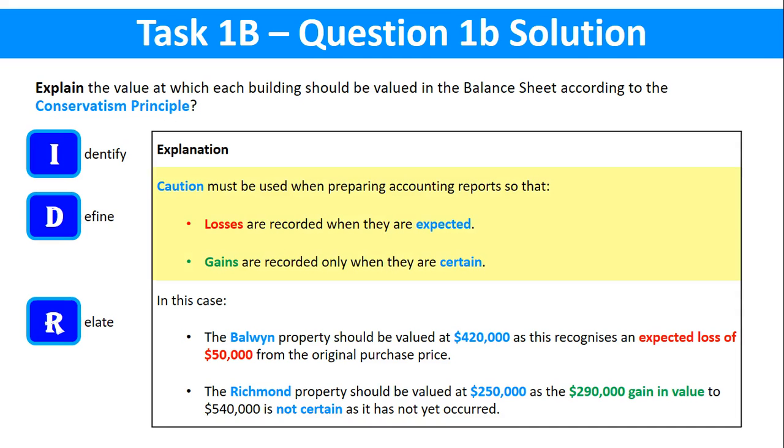Let's look at our marks here. This is a 3-mark question, so we're going to get 1 mark for the definition of the conservatism principle, 1 mark for applying conservatism to the Baldwin property, and 1 mark for applying it to the Richmond property.